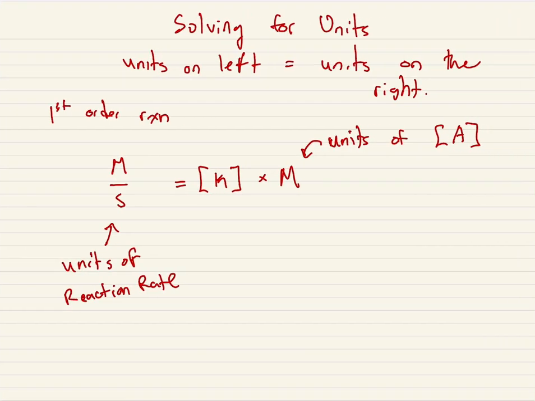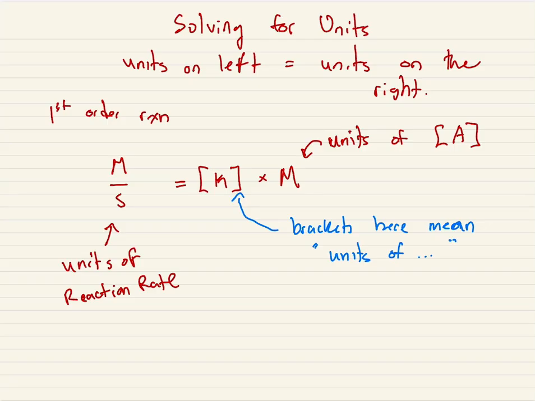So we just set up an algebraic equation the same way we do for anything else, except we replace the concentration of A with its units and the rate of reaction with its units as well. And so if we solve for, again, I know it's confusing, but the brackets here mean units of, so this is the units of the rate constant. So the units of the rate constant.